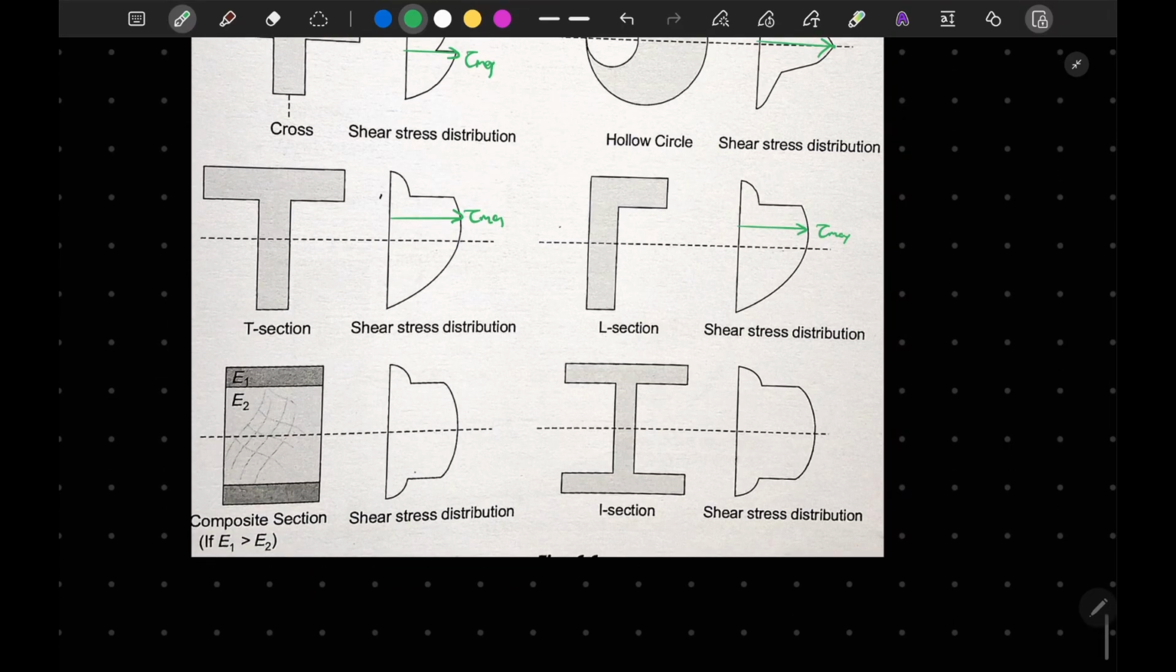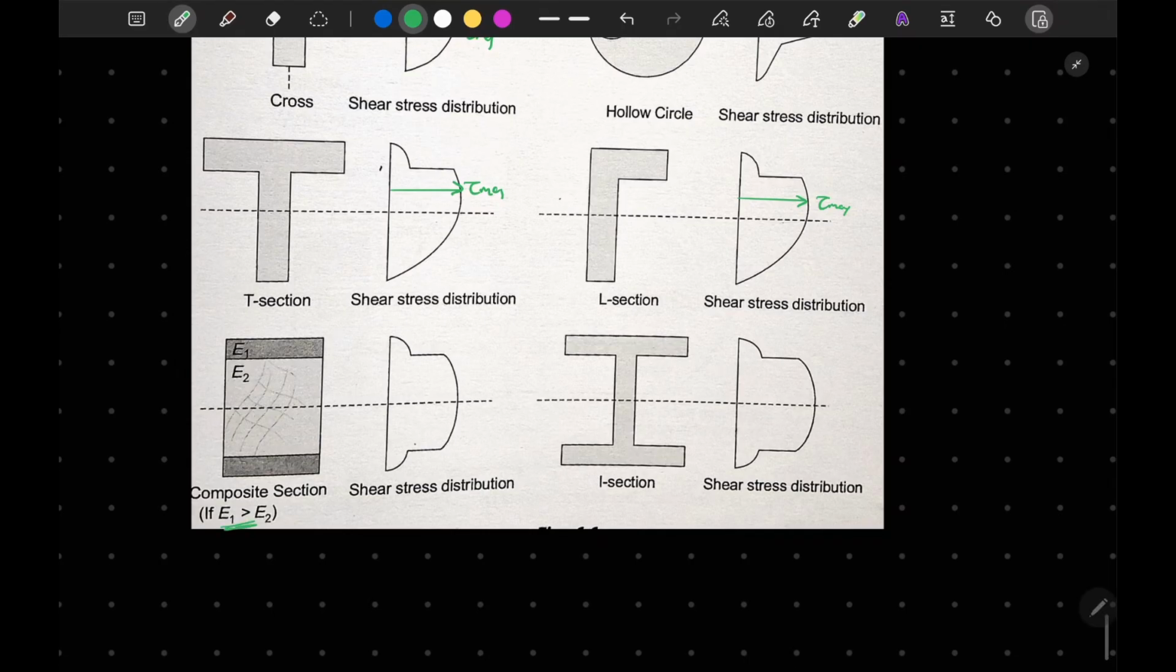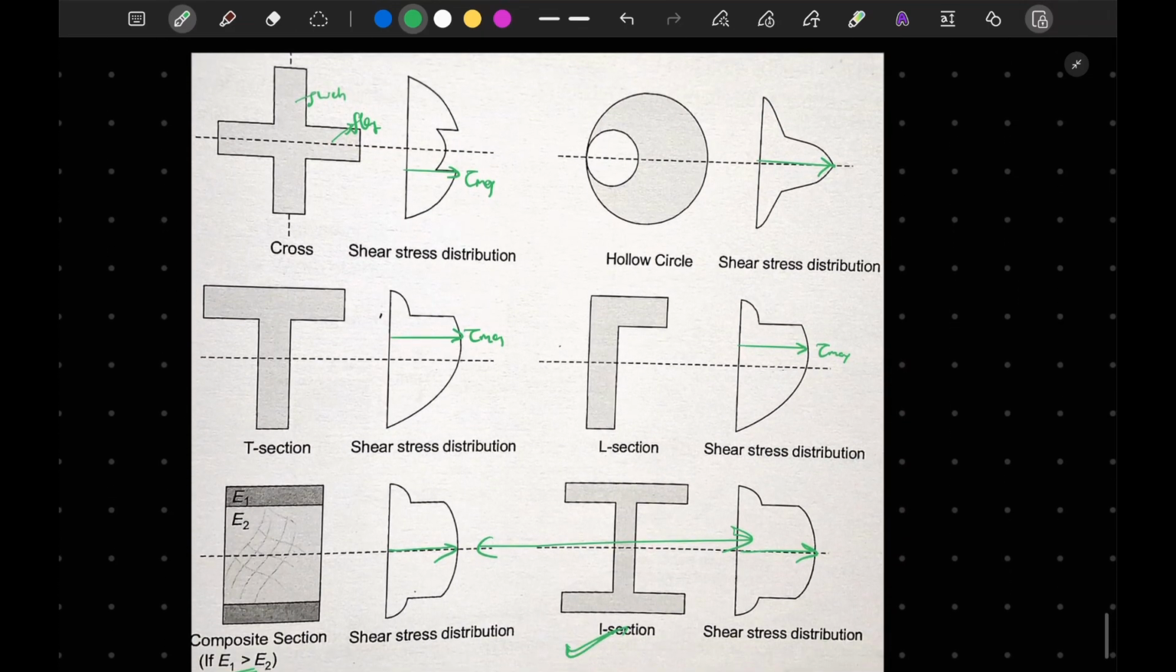Now in case of a composite section, as I mentioned, we will convert it into an equivalent section. Let's say that if E1 is greater than E2, it will be something like this I section, and its distribution in both is the same. This is tau max. So I hope you understood the theory of this chapter. In the next session we will solve some questions, and after that we will start our next chapter. So thank you for this lecture.